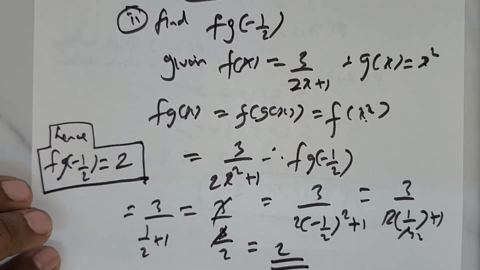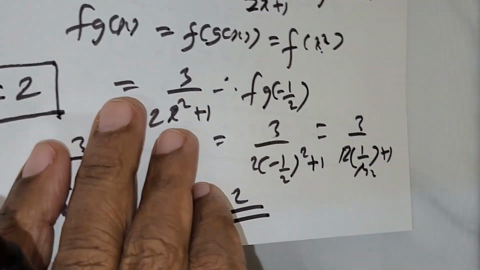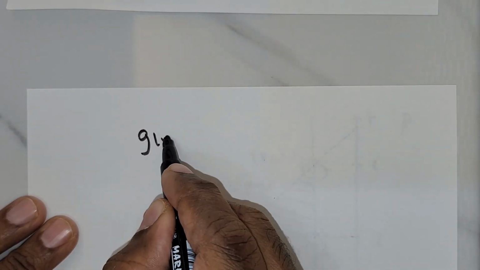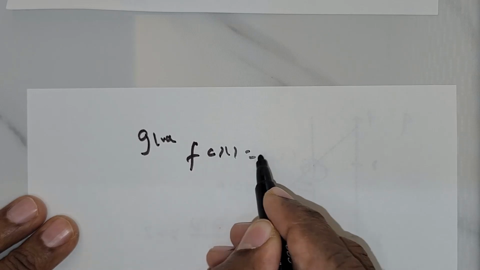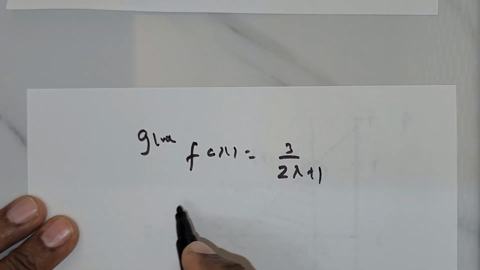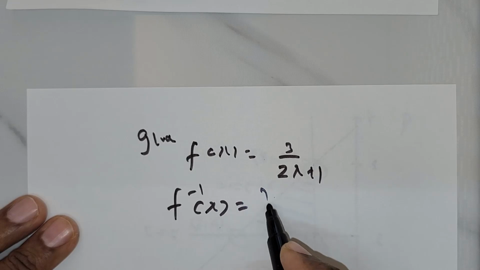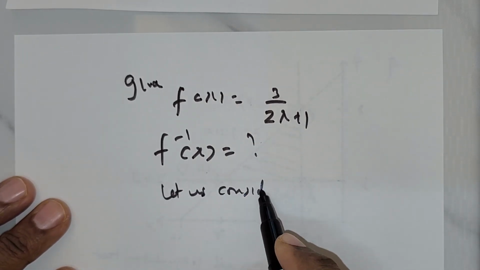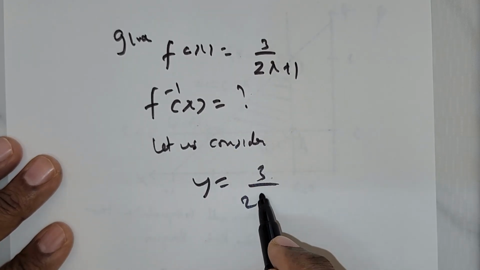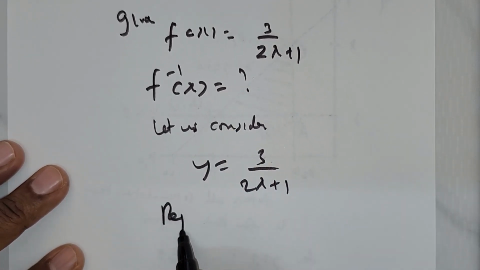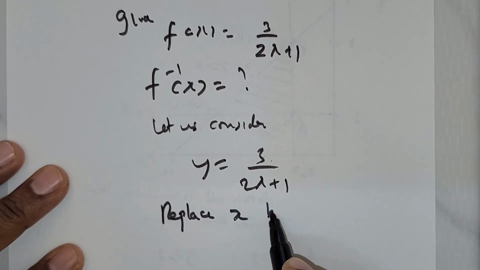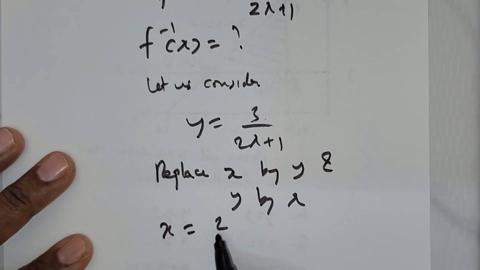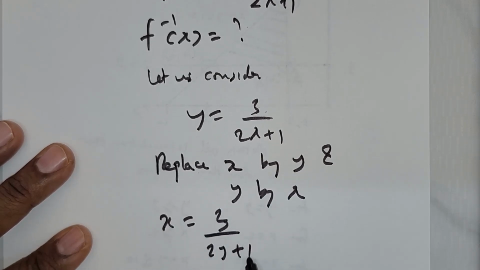Okay, so we have got this. Now we have to move to the next part of the question. What is the next part? This is an important part. You are given f of x is equal to 3 over 2x plus 1. You are asked to find f inverse of x. Now let us consider y to be equal to 3 over 2x plus 1. Now you replace x by y and y by x. So you get x is equal to 3 over 2y plus 1.